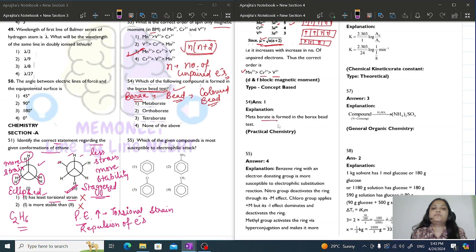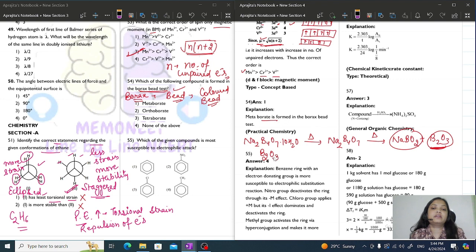So basically, in this case, we can write the equation. Here we are taking borax. On heating, it loses the water of crystallization and forms a white opaque mass, Na2B4O7, and on fusion, it will form sodium metaborate plus boric anhydride. So sodium metaborate and boric anhydride are formed. Now this boric anhydride further reacts with whatever metal oxide we are taking.